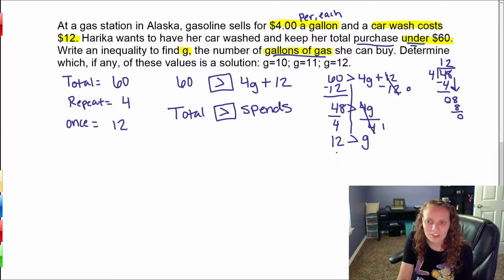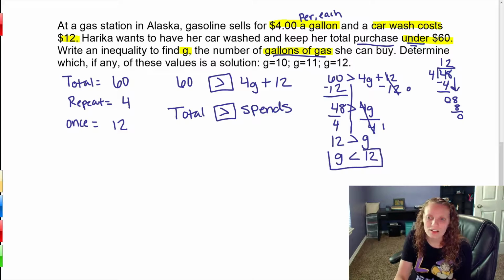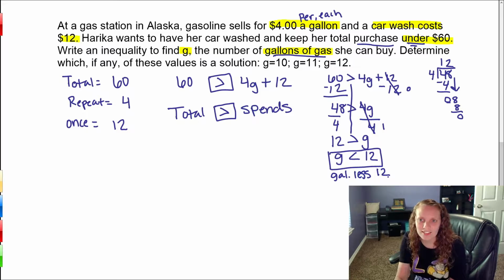12 is greater than G. Let's flip that around so it makes more sense for us. G and 12 switch places, which means the symbol needs to continue eating the 12. So G, gallons of gas, must be less than 12. Gallons of gas is less than 12.